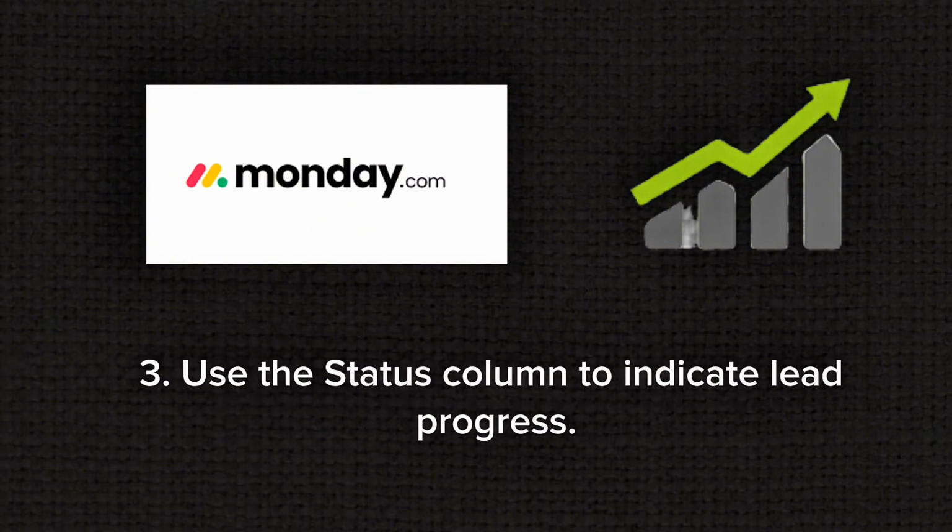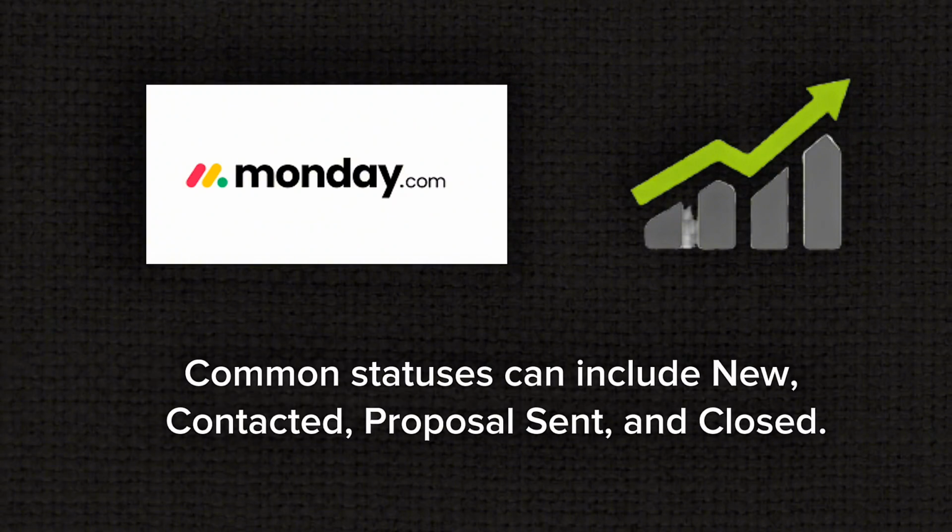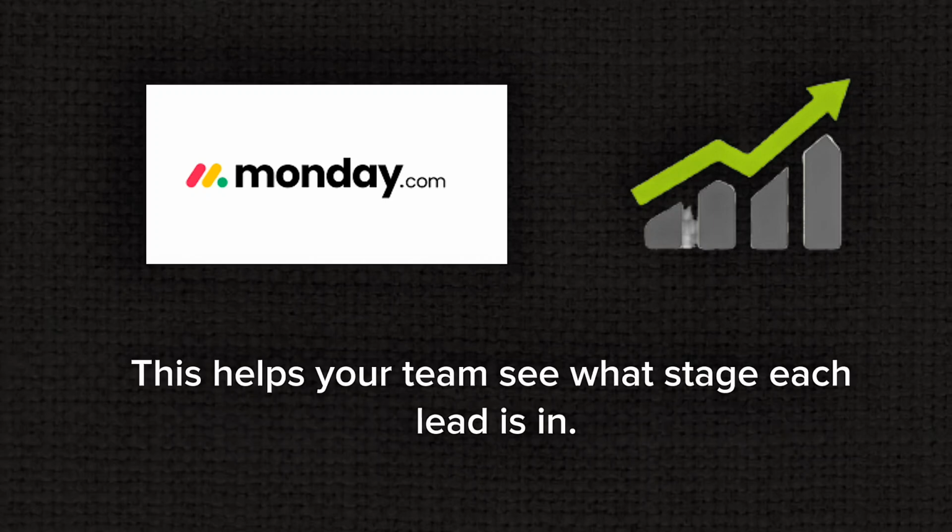3. Use the status column to indicate lead progress. Common statuses can include new, contacted, proposal sent, and closed. This helps your team see what stage each lead is in.